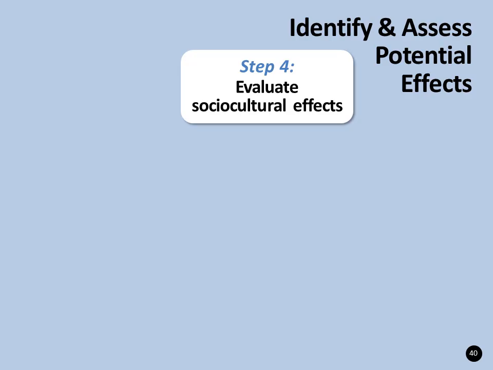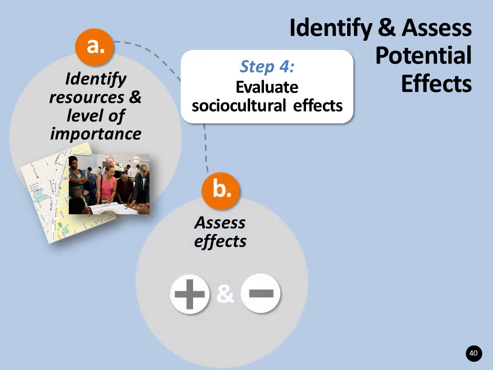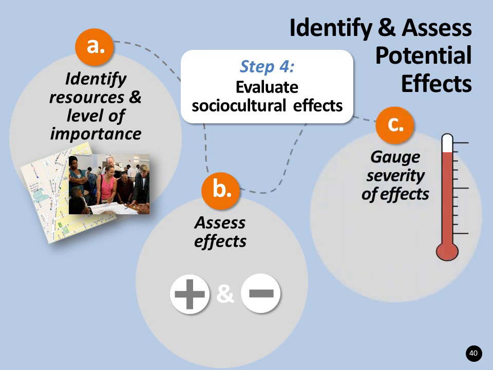Step 4, Evaluate Sociocultural Effects, has 3 main tasks. First, identifying community resources and determining their level of importance to the community, then assessing potential project effects on those resources, both positive and negative, and gauging the severity of potential negative effects.